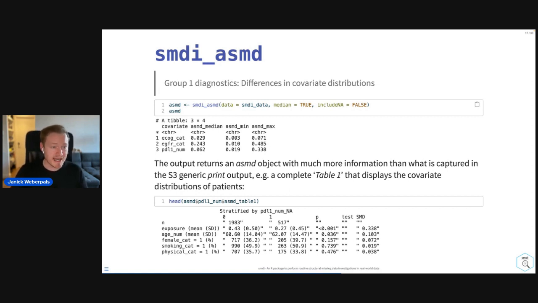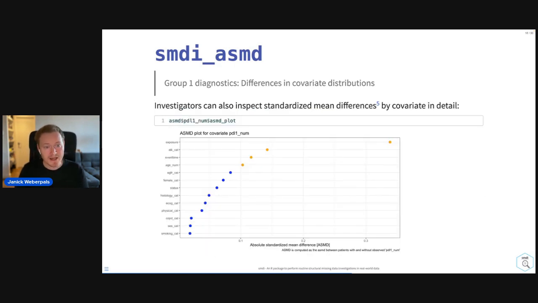Now, this is just a print output. The resulting ASMD object will give you much more information than what is captured in the generic print output. So it will give you a complete Table 1, a contrast of the patient characteristics stratified by whether the partially observed covariate had an observed value or not. And further, you can also visualize the absolute standardized mean difference for each of the partially observed covariates as part, for example, of this ggplot.